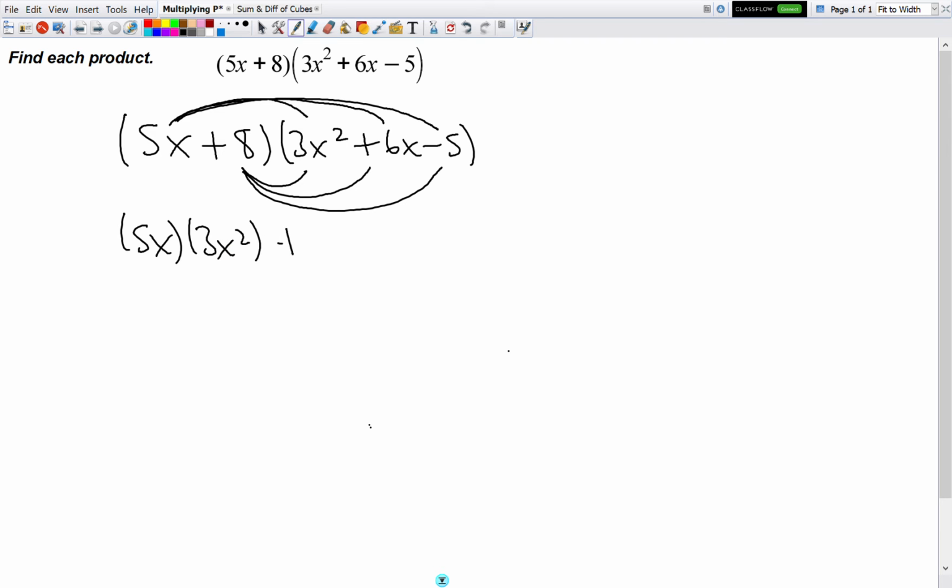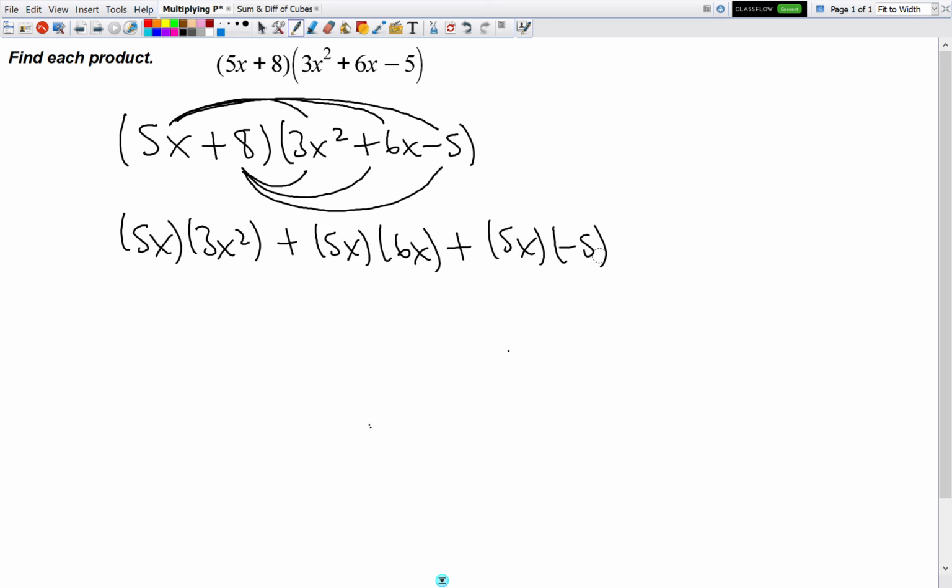Just like in one of the early problems, when I separated my sets of parentheses while doing my foiling, I put a plus sign between everything. Hopefully you remember that. So 5x times 6x, and then 5x times negative 5. Okay, so the first round is all done, and let's see what we get.